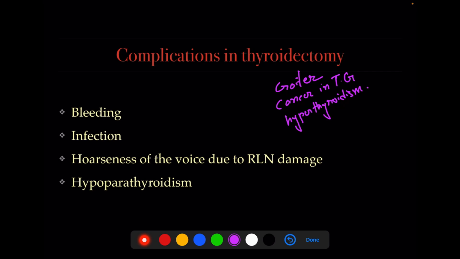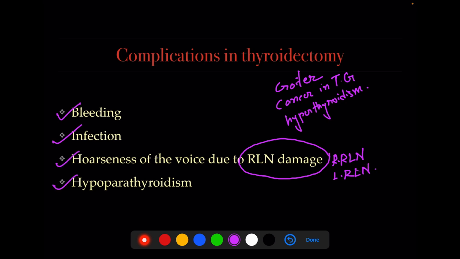Some complications associated with thyroidectomy include bleeding. Bleeding happens sometimes. Infection, and hoarseness due to damage of the recurrent laryngeal nerve on both sides. Remember, it has a right one and the left one.